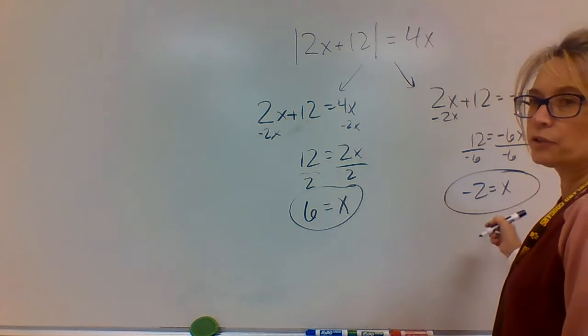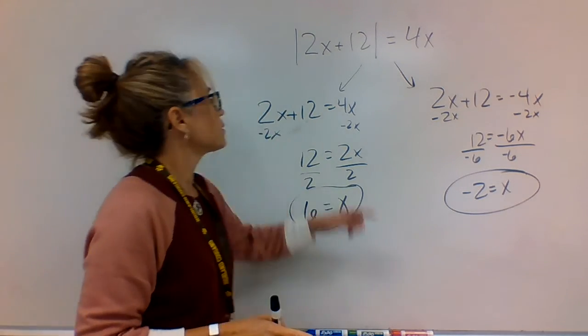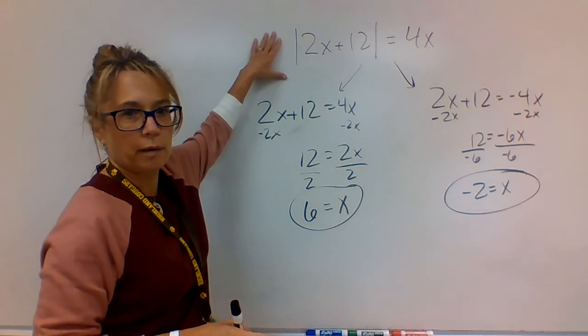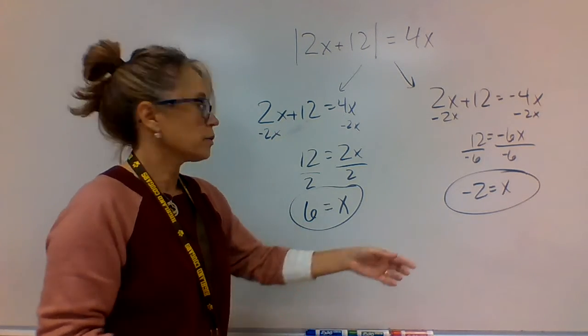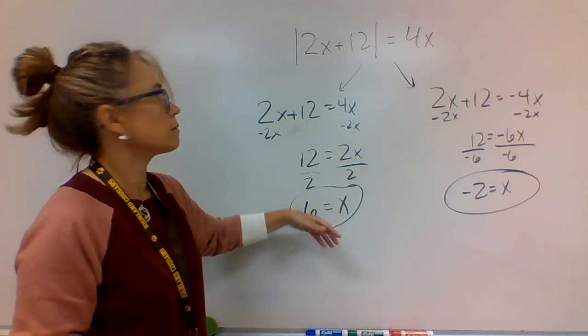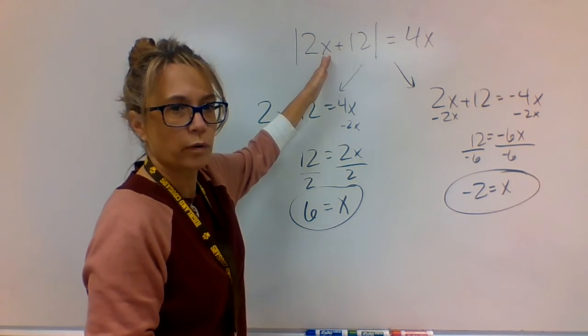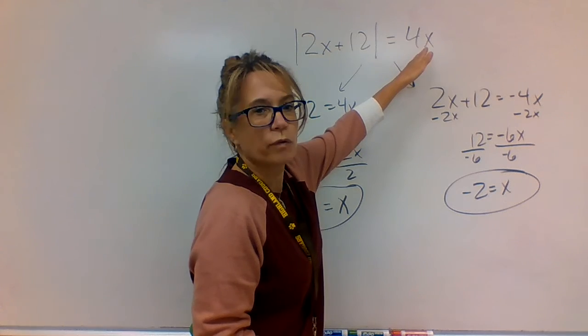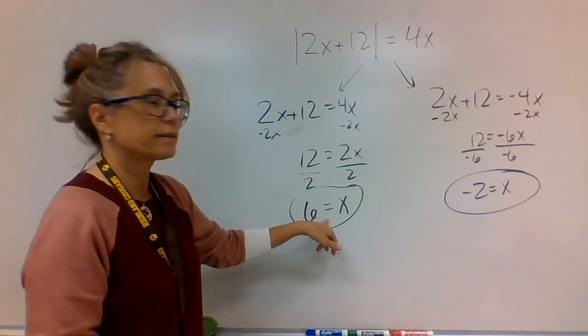Now, the negative 2 is considered an extraneous solution because when you look up into the original problem, wherever there's an x, you have to put what you think x is. So on here, x is 6. Well, 6 times 2 is 12. 12 plus 12 is 24. 4 times 6 is 24. So you get a balanced equation. Both sides will equal 24 when you plug in 6 for x.